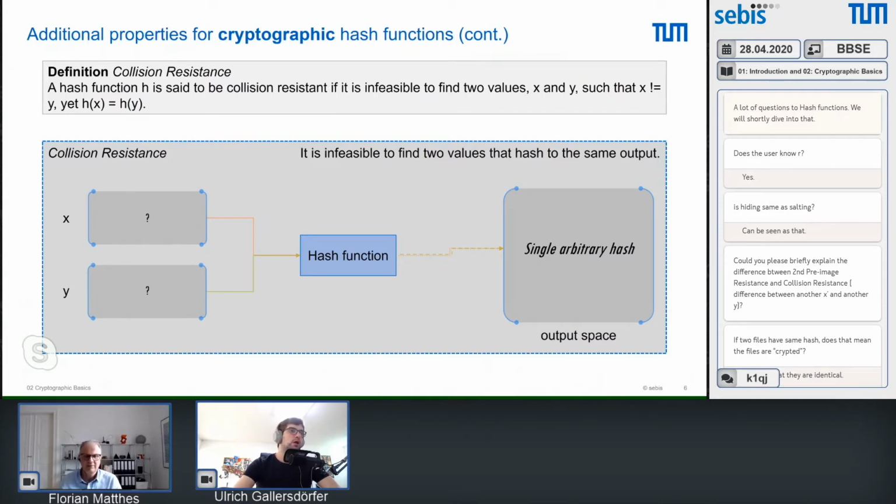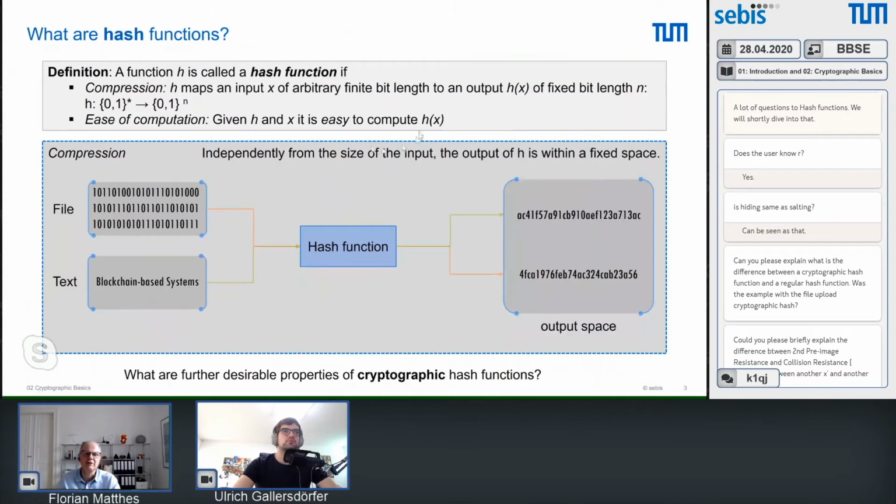The next question is: can you please explain the difference between a cryptographic hash function and a regular hash function? A regular hash function has two properties. It has a shortening property: you have an arbitrarily long string and it cuts it down to a fixed-size output, and you can control the fixed size. That's the compression property. The second is that it is efficient to compute, with ease of computation, in constant time more or less. That's a hash function.